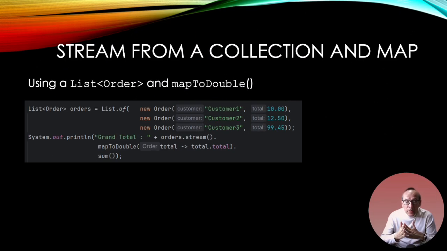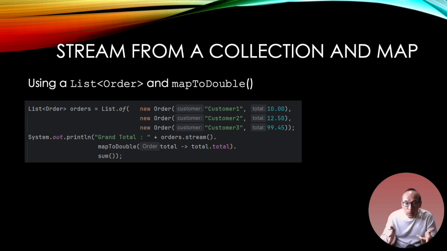Here's yet another example. The orders.stream is getting a stream from the orders. I have an order for customer 1, customer 2, customer 3. Then I'm going to map the total from each one of those. By the way, the Order class has a total. I'm going to map all that and call the .sum on that, so I'm going to get the grand total.